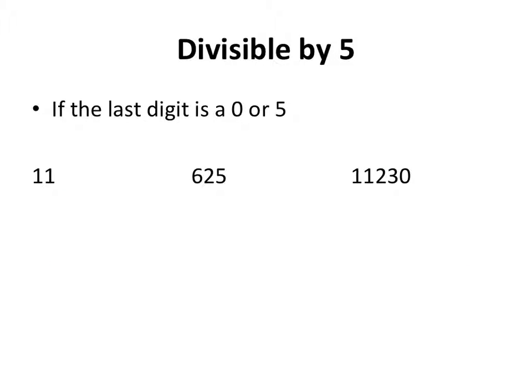A number is divisible by 5 if the last digit is either a 0 or a 5. So 11 is not, but 625 is. That's 5 groups of 25. And 11,230 is. Definitely going to use our calculators to help us here. This is 5 groups of 2,246.